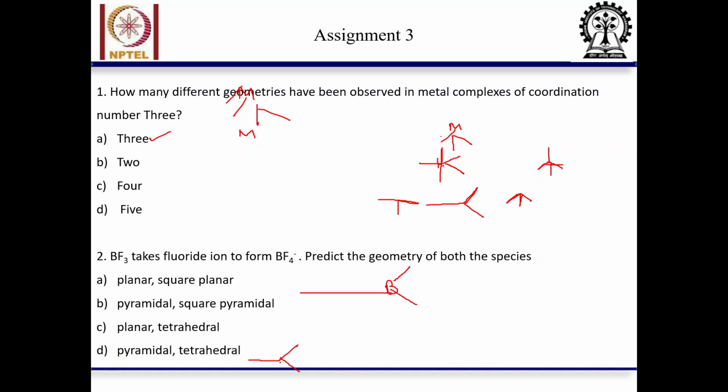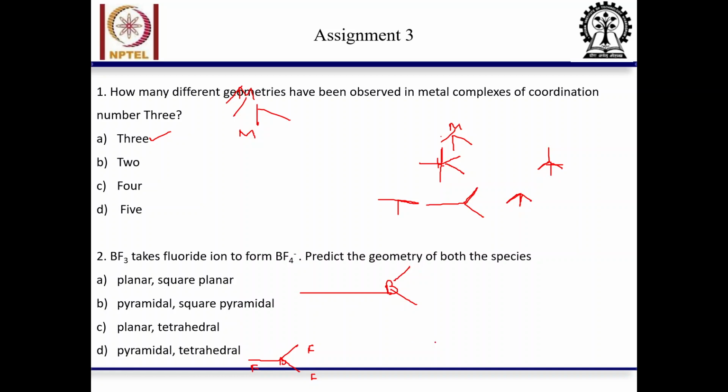Here you have B, here you have F, here you have F, and here also you have F. And once we give one fluoride ion, it will go to the tetrahedron.